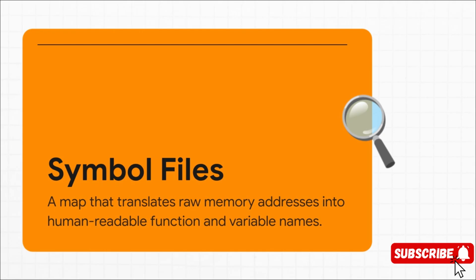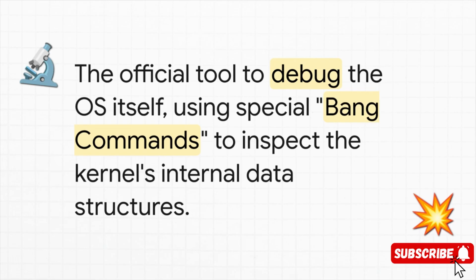To make sense of any of it, we need what are called symbol files. Just think of symbols as a map or a dictionary. They connect a raw address, like 0xFFF80280A180, to a meaningful name, like current PRCB. Without symbols, trying to understand the kernel would be basically impossible. The tool for this really deep dive is the Windows Debugger, or WinDbg.